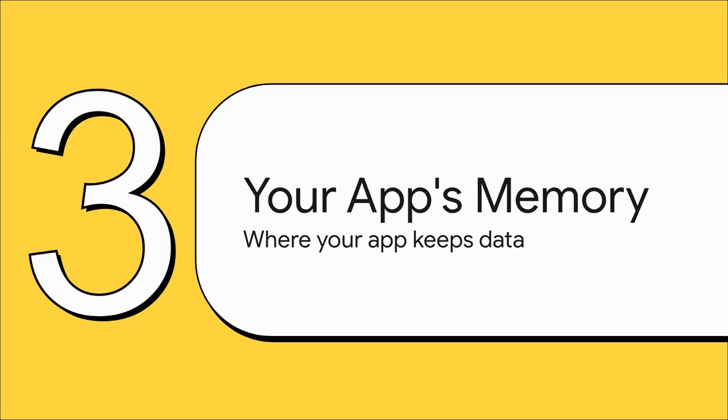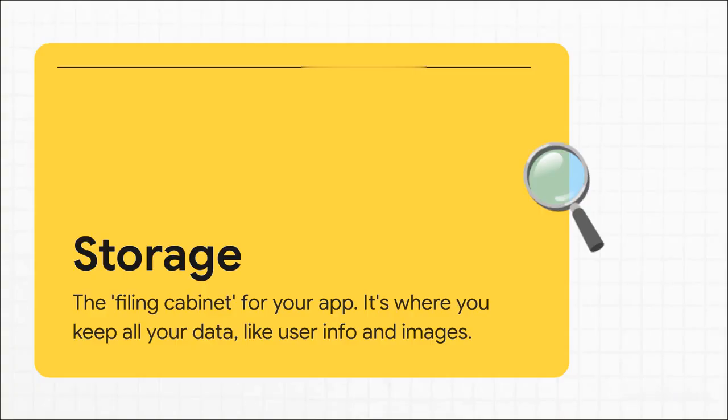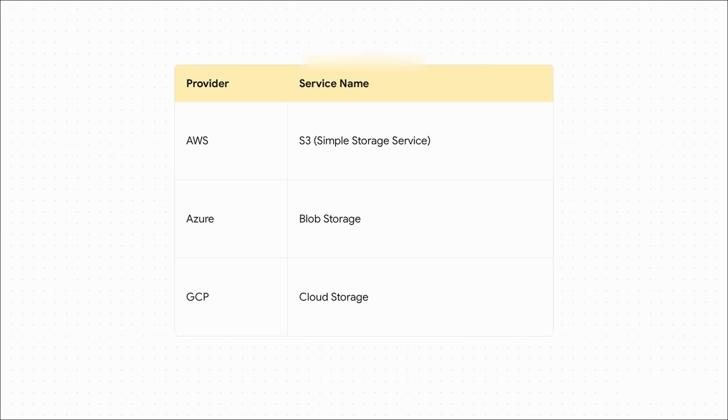But an app that can't remember anything isn't very useful, is it? It needs some memory. And that brings us to our second building block, storage. Just think of cloud storage as a massive, basically infinite digital filing cabinet. It's where you toss everything your app needs to remember: user profiles, photos, videos, important files, you name it. This kind of storage is often called object storage, and it's built to be super durable and handle just a mind-boggling amount of data.